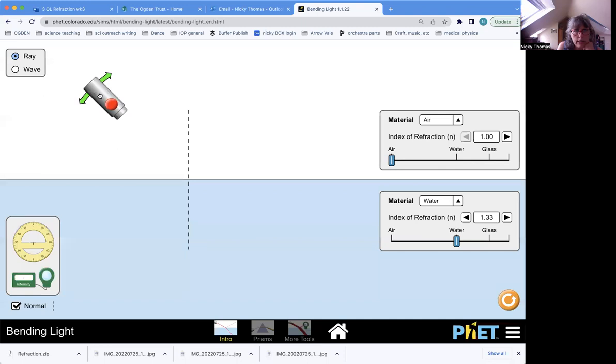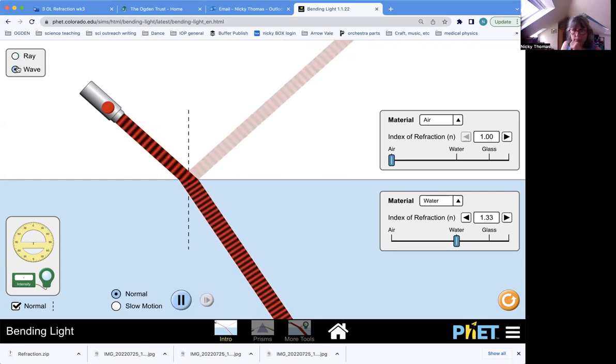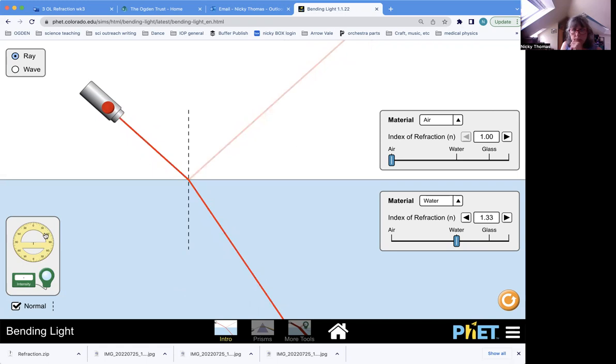And I can send a ray of light, so I click that red button to start the light coming out. I can change the angle of incidence, and as well as showing a ray, I can also show a wave. Let's concentrate on the ray first.